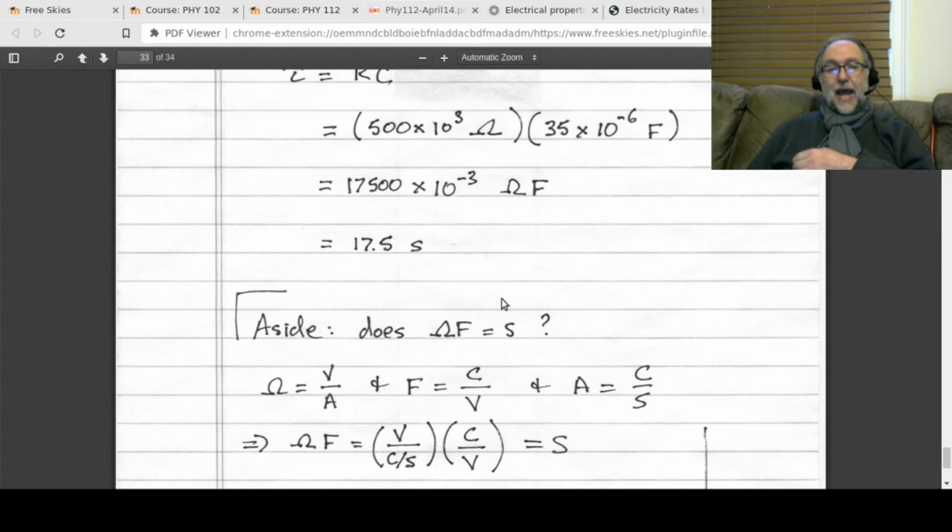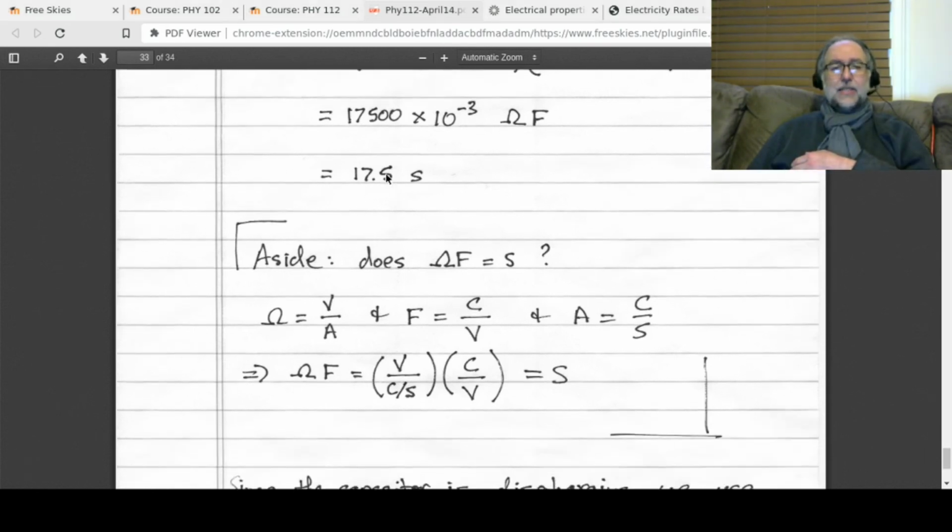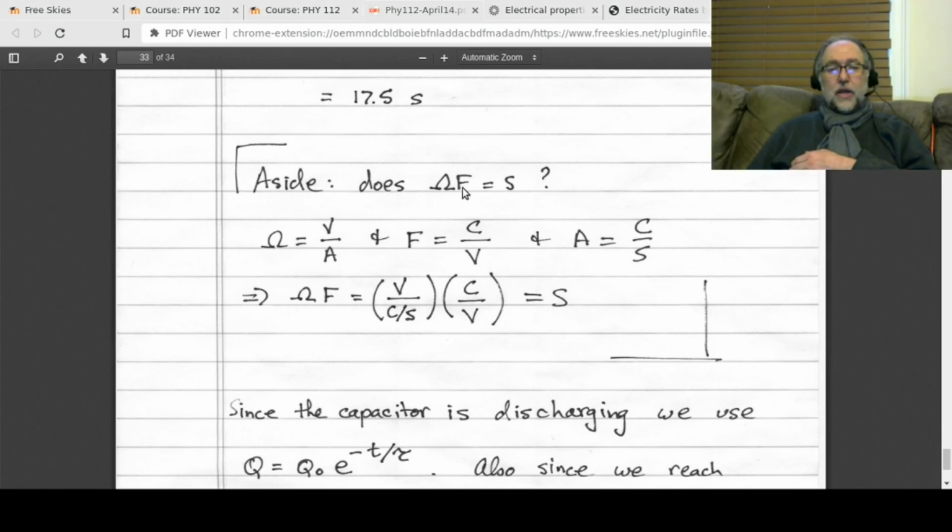At this point, you're going to ask, really, is an ohm times a farad equal to a second? And the answer is yes. So if you take a look here, remember what an ohm is. An ohm is a volt per amp. Okay, it's coming out of Ohm's law. Okay, and a farad, what's a farad? A farad is a coulomb per volt. All right, and it almost looks like we can multiply the two, but amps and coulombs, they have a relationship.